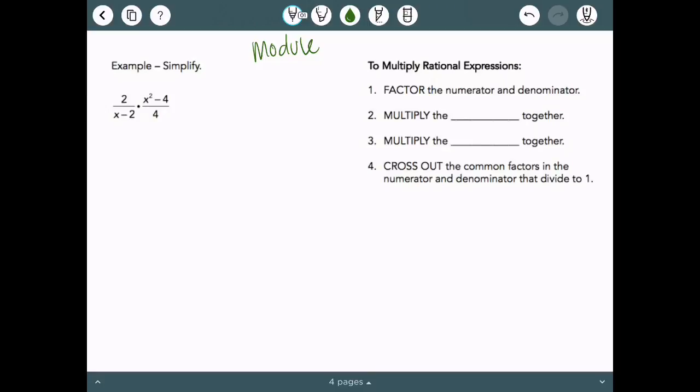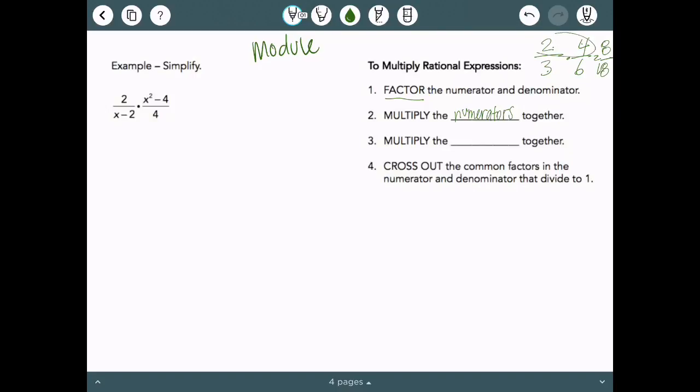So we have four major steps. The first is to factor the numerator and denominator. So the same thing we've been doing, factor things. We're going to multiply the numerators together, just like in regular multiplication. If we had 2 over 3 times 4 over 6, we do 2 times 4, and that would give us 8 over 3 times 6, which would give us 18. From there, we're going to simplify.